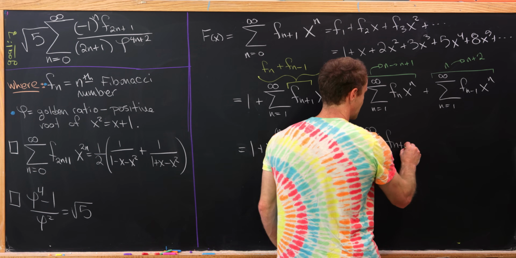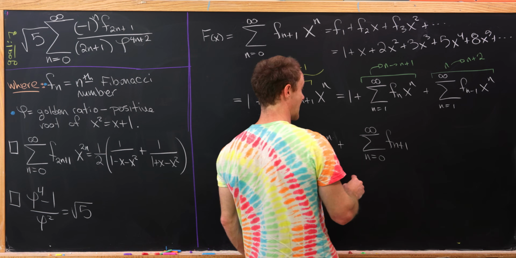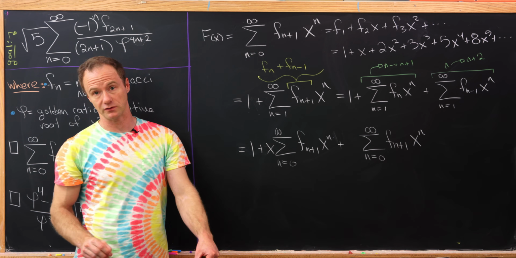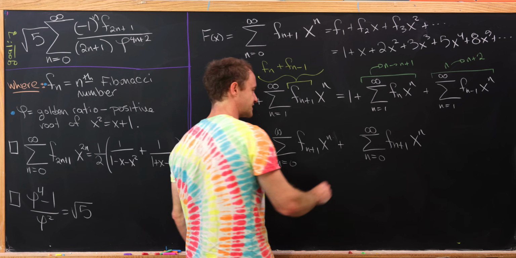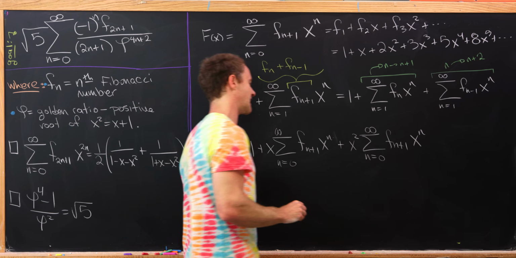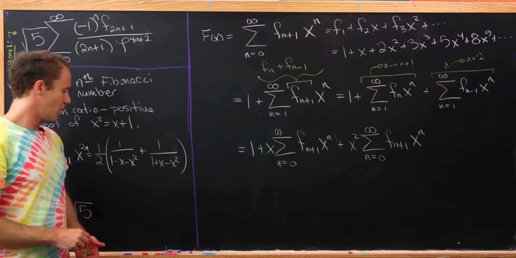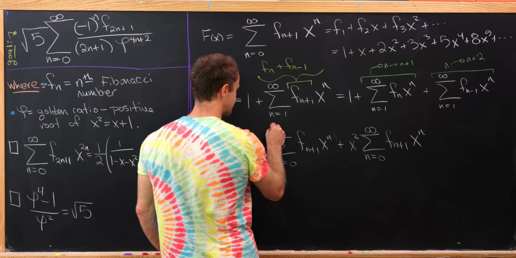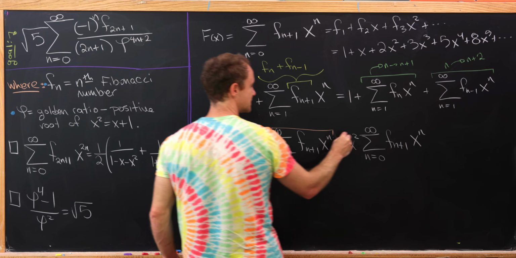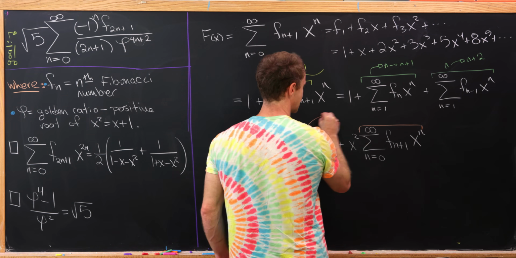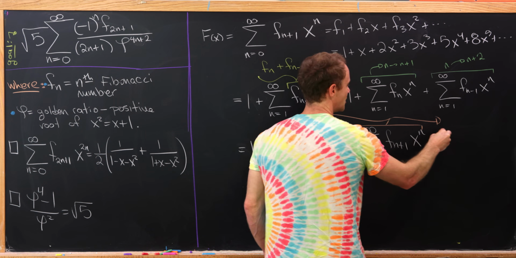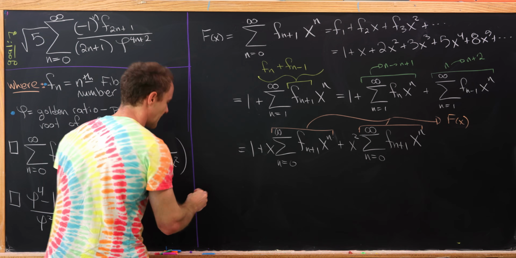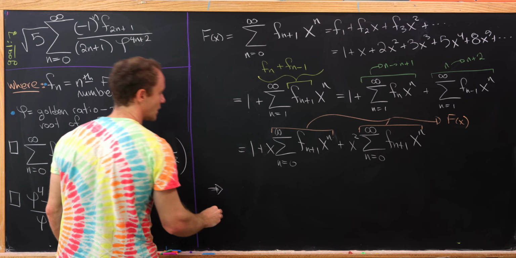Now we'll have f sub n plus 1 again times x to the n plus 2. But I'll take that plus 2 and bring it out here as an x squared. Oh, but check it out. We have re-achieved our starting sum two different times. So notice both of these things that I'm overlining in peach are exactly our f of x. So that gives us a nice functional equation.